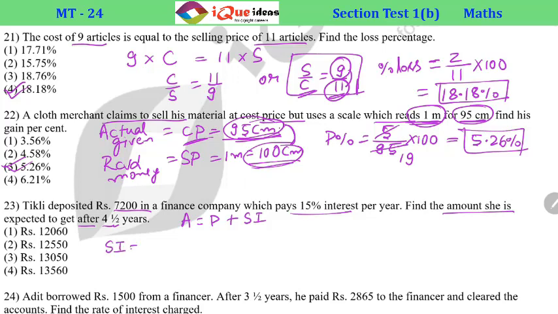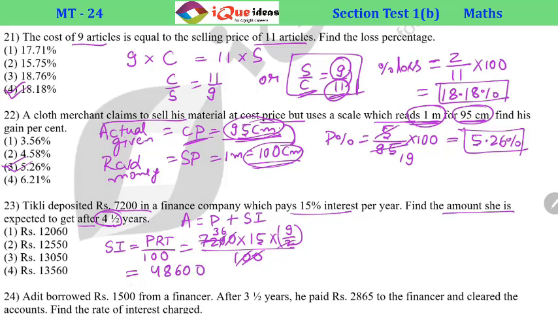So simple interest value, we know the formula is PRT upon 100. Okay, P is 7,200, R is 15, and T is 4.5. So let's say 4.5 is 9/2. So 9/2 divided by 100. Right, so 0 and 0 are cancelled. 2 cancels 72 36 times, right? And if you multiply, 36 into 15 is 540. 540 into 9: 9 5s are 45, 9 4s are 36. So 48,600 rupees. No, it is 4860 rupees.